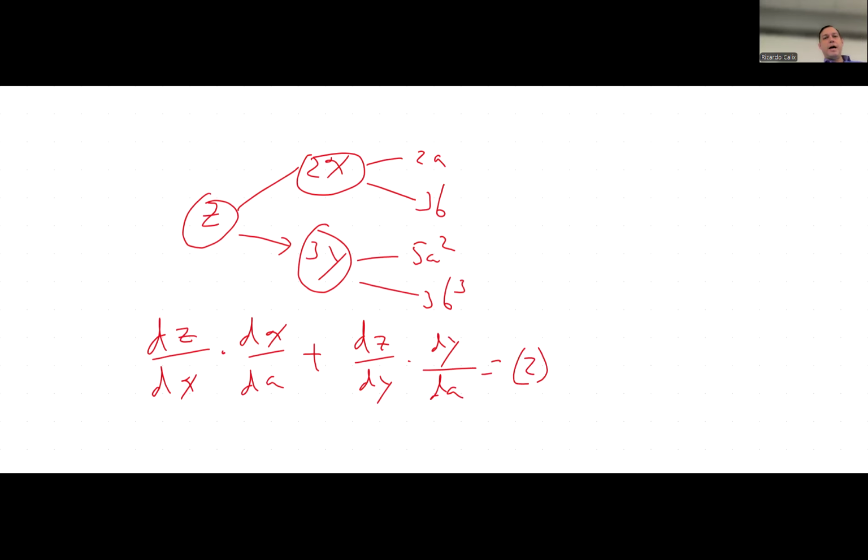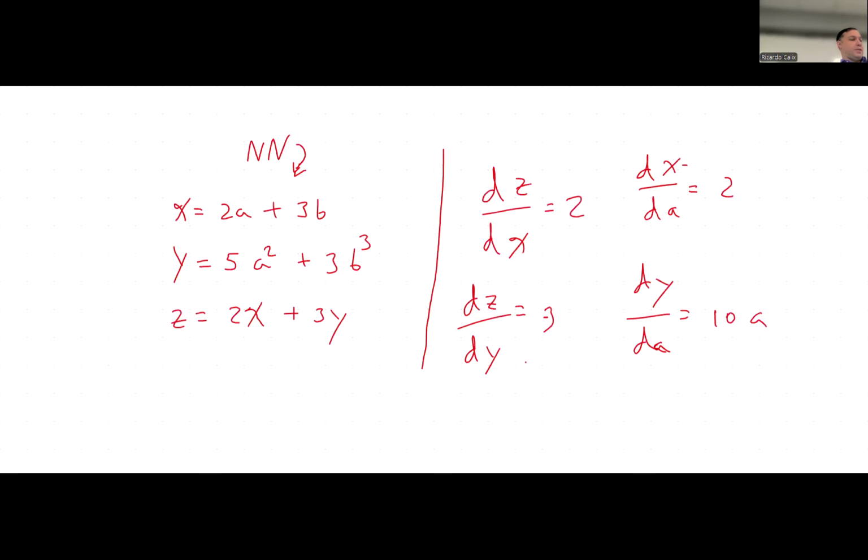Right, so I calculated these values. The derivative of c in terms of x is 2. The derivative of x in terms of a is 2. The derivative of c in terms of y is 3. And the derivative of y in terms of a is 10a. So you calculate these separately, and then you put them together through this chain rule.